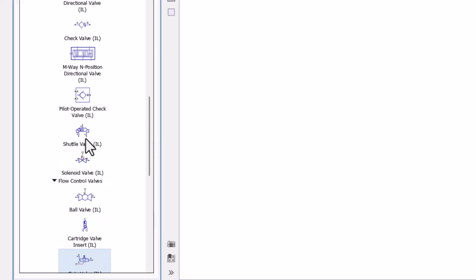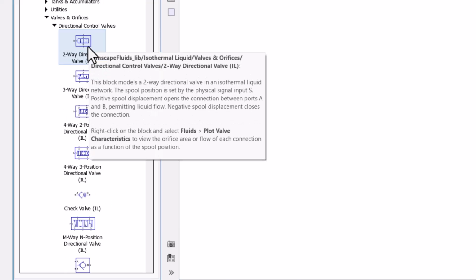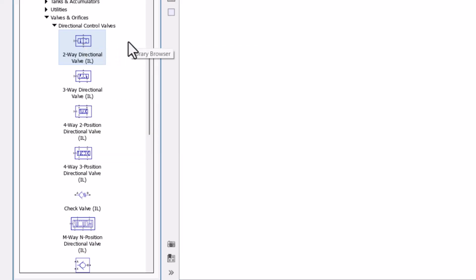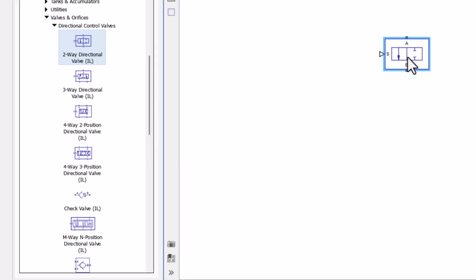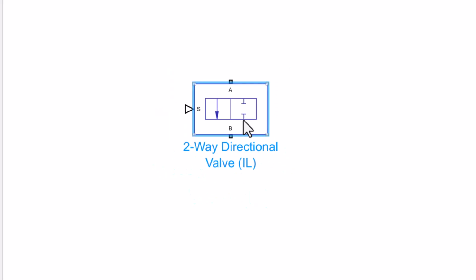But in this tutorial, we are going to stick to one of the most basic components of Simscape, which is a two-way directional valve. And there are two ports, which are the inlet and outlet of the valve, where the fluid enters and exits the component, and also it asks for a signal. And this signal determines whether the valve is open or closed or somewhere in the middle.